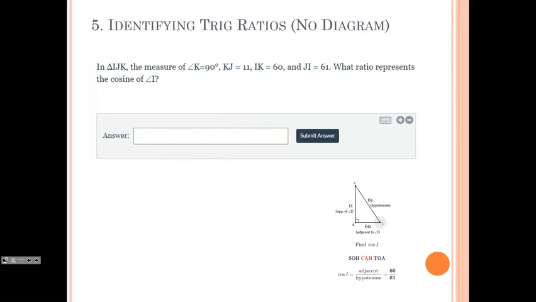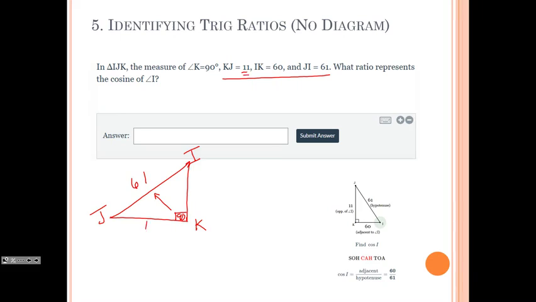This one, we don't have a triangle. I mean, we have this over here we can look at, but let's draw a triangle on our paper. It says angle K measures 90 degrees. Then it gives us 3 sides. Well, what do we know about the hypotenuse? It's always the longest side. So the biggest number is 61, and that is JI. We know that has to be the hypotenuse because it's not attached to K. So JK is 11, and IK is what?